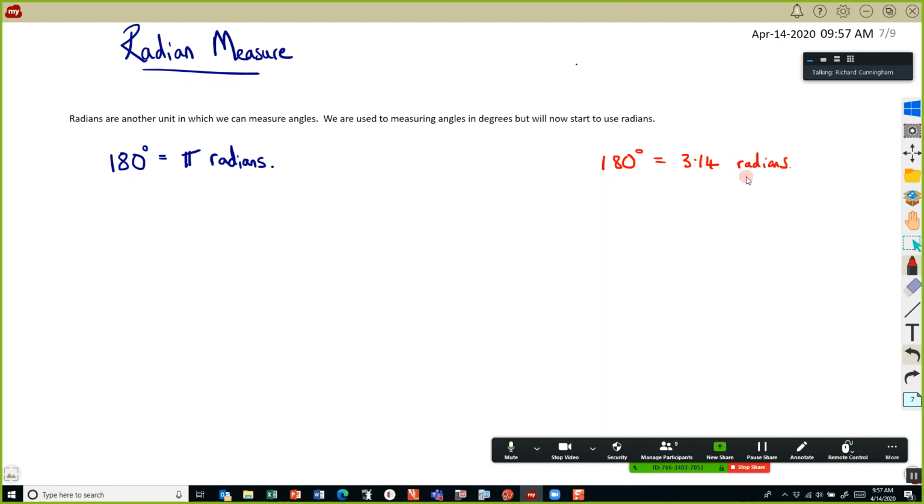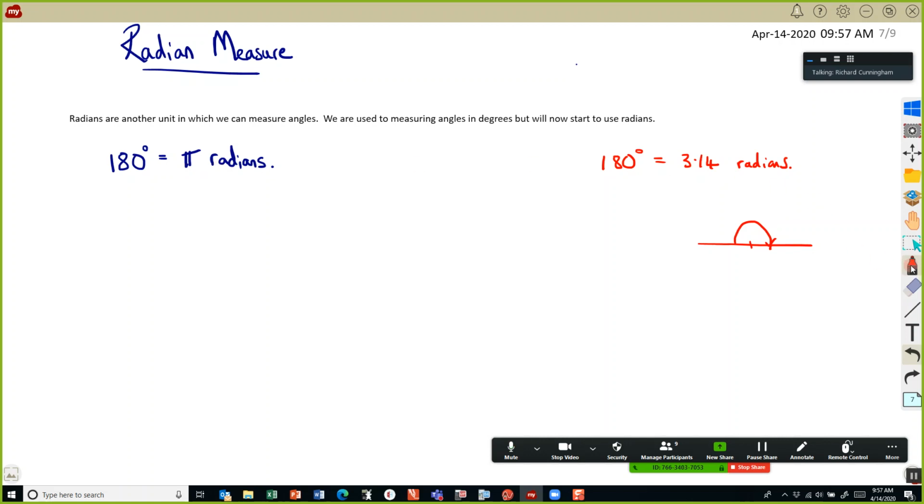It's just a different unit, okay? We're so used to thinking of 180 degrees, we know exactly what 180 degrees is. This is just another measurement. So there is 180 degrees, but it's exactly the same as 3.14 radians. But we want to be precise about it, so we're going to say it's pi radians.